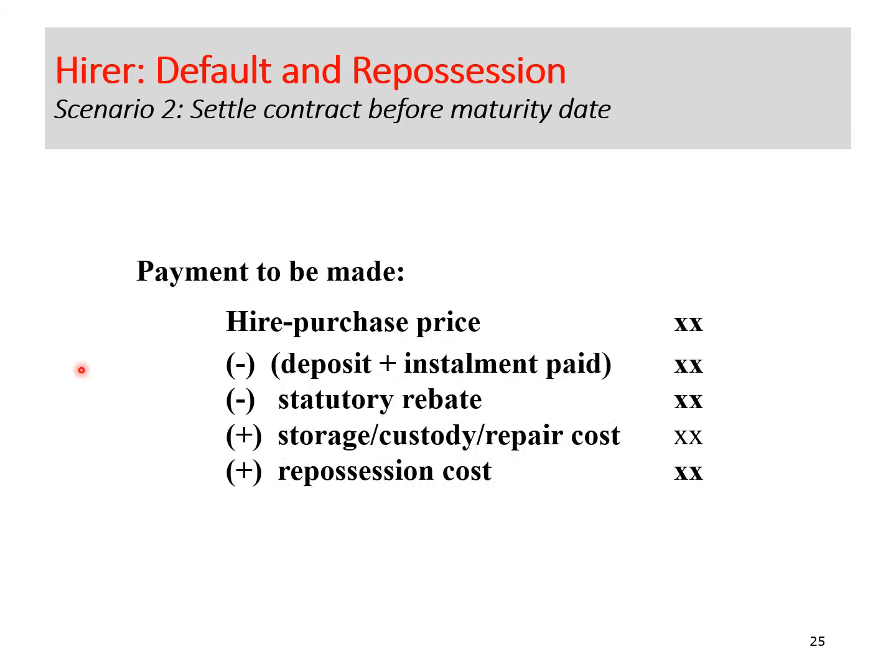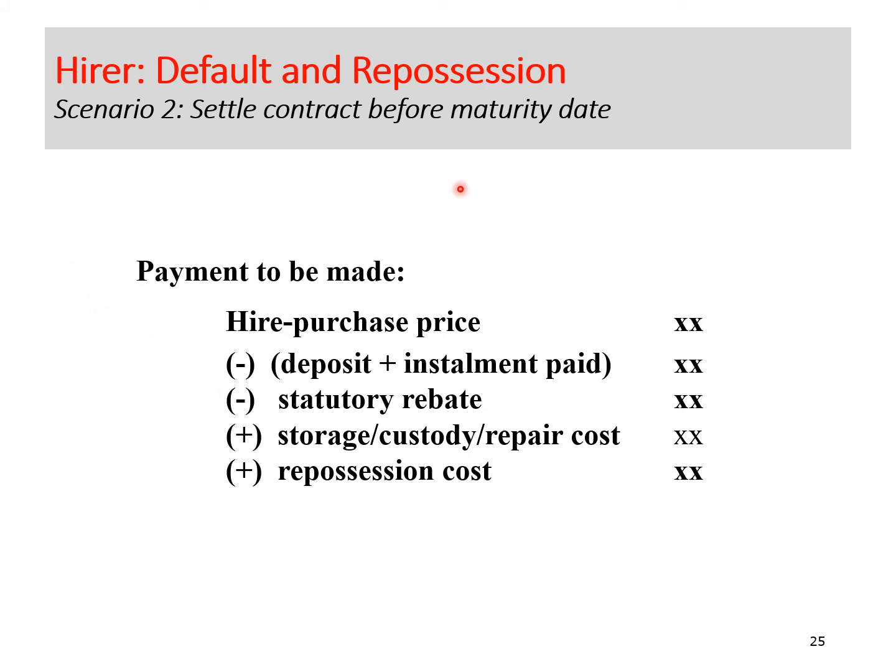Under scenario 2, assume that the hirer intends to settle the contract before the maturity date. Let's say the maturity date is in 2025, but at this point, let's say in June 2021, the hirer decides to settle the hire purchase contract before the maturity date in 2025. So the hirer needs to know the amount that he has to pay to the owner. What is the amount that the hirer has to pay?